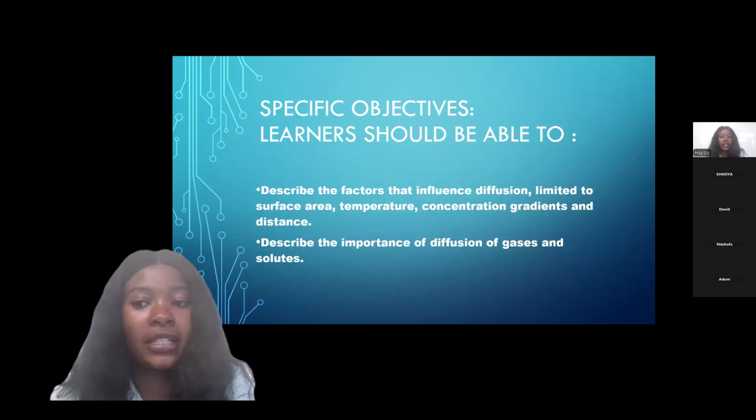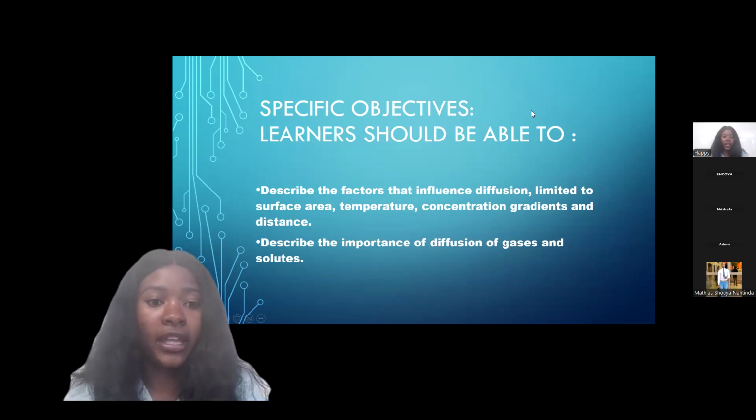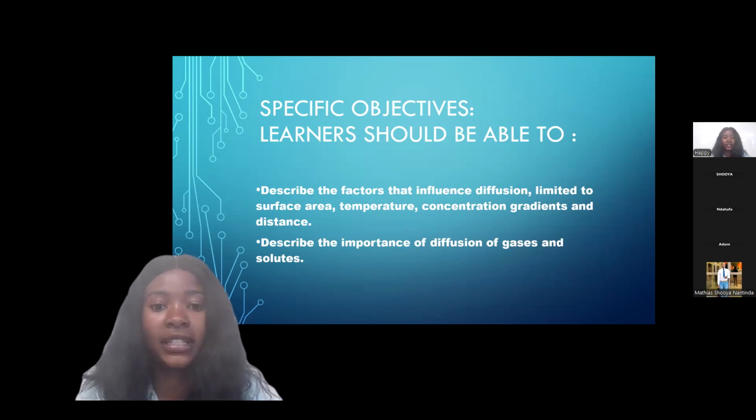So now there are specific learning objectives that you need to know. So for every lecture that we are doing, you need to follow the learning objectives, for those are the guides. It's what guides us onto what we need to know.